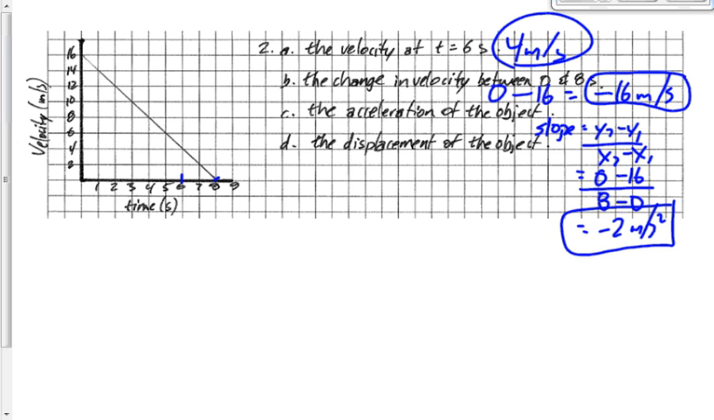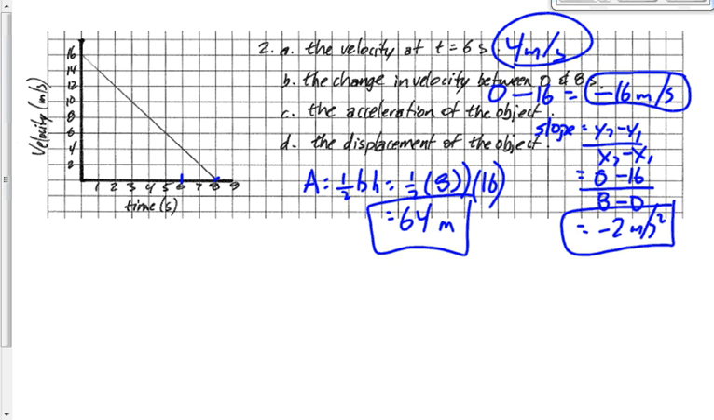Finally, the displacement. Think area, 1/2 base times height, 1/2 of 8 times the height of 16. It's going to give me 64. And what are the units for that? You guys know this, right? The area, which represents the displacement, is going to give me units of? Right, 64 meters. Good. Is that okay with the negatives there?